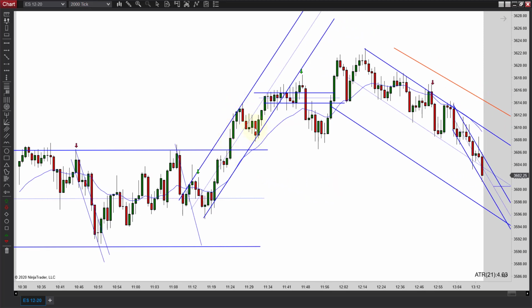You get a second entry here, but not a very good signal bar. Then look at that tight congestion. Just stay out of that. And then finally, you get a failure out of it. So you got plenty of room back to the EMA, plenty of room from here to here.